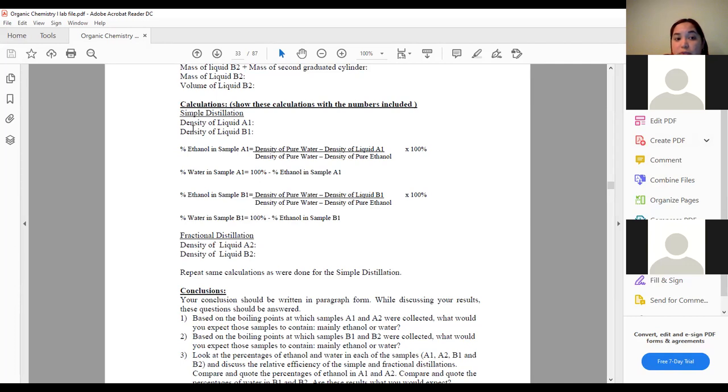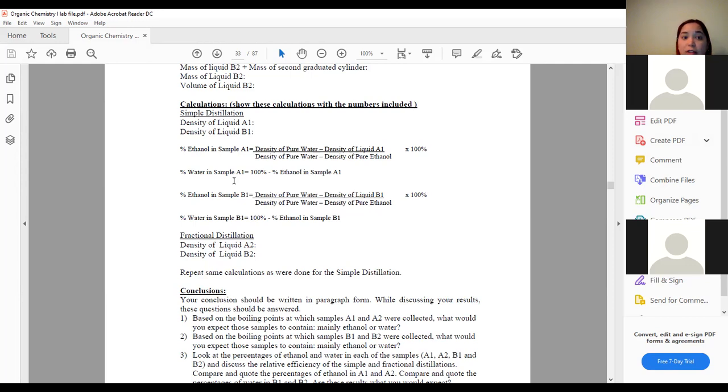Once you have the densities, we need to calculate the percentage of weight for ethanol and water for each sample, okay? Meaning for A1, you need to have two values. For A2, you need to have two values. For B1, you need to have two values. And for B2, you need to have two values, okay? Because this is a binary sample, you need to have two values for the percentage of weight, okay? Then once you have those, you do the conclusion, okay?